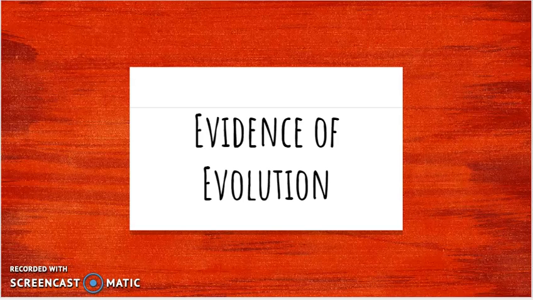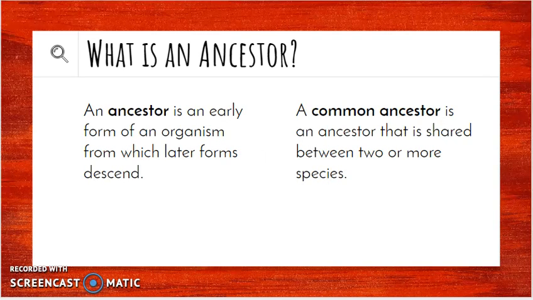So as we begin our last part of our evolution unit, we need to determine how scientists know that a change in species happens, or what is the evidence of evolution? And one of the key terms that we'll be using is an ancestor. So we need to know that an ancestor is an early form of an organism from which later forms descend, and that an ancestor is talking about what organisms look like within one species.